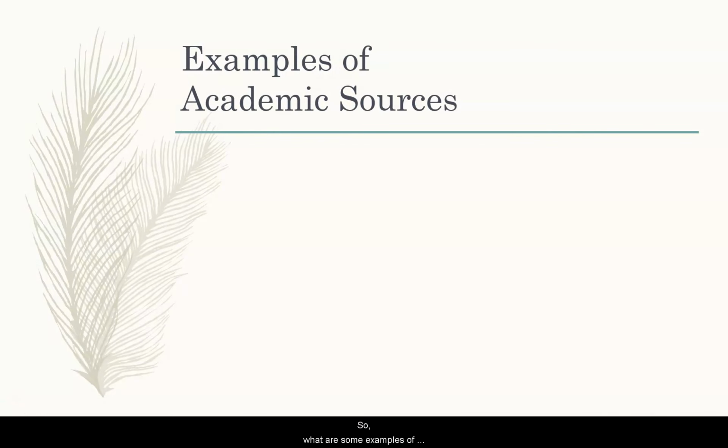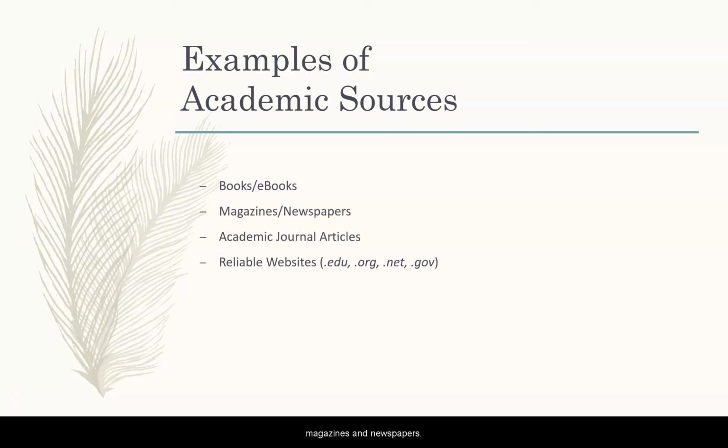So what are some examples of academic sources? Well, we have books, we have magazines and newspapers, and not all magazines and newspapers are considered academic. Those that are based on researched articles and highly qualified contributors are considered academic. However, those that are based on entertainment and popular ideas are not considered academic sources. These are considered pop sources.